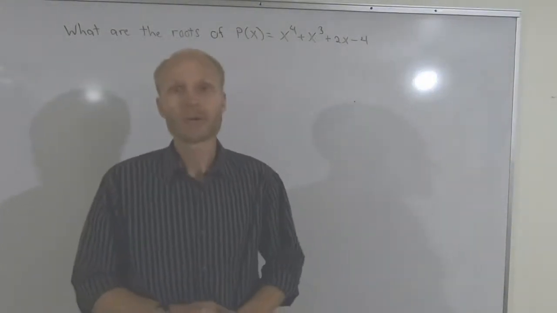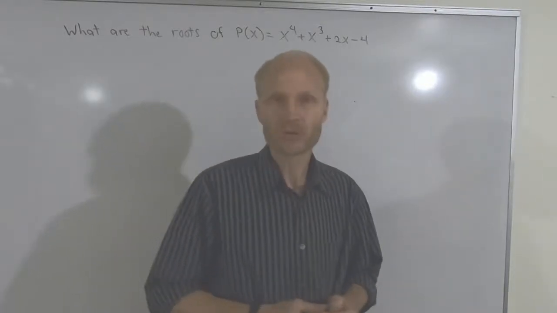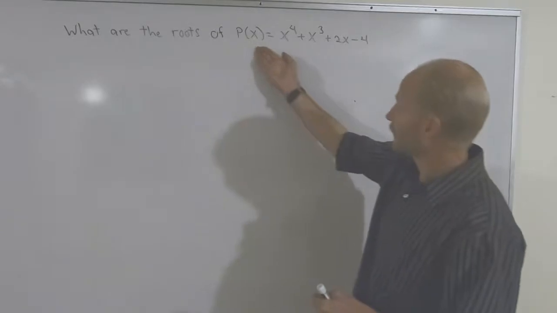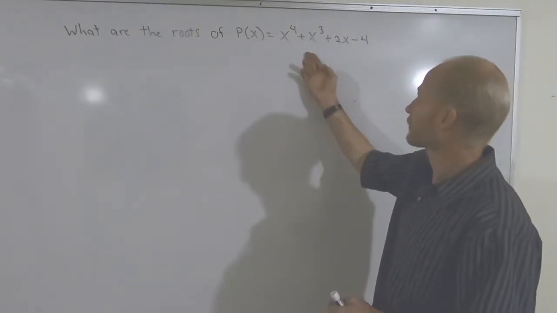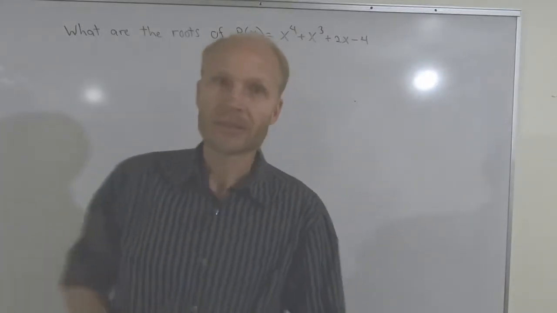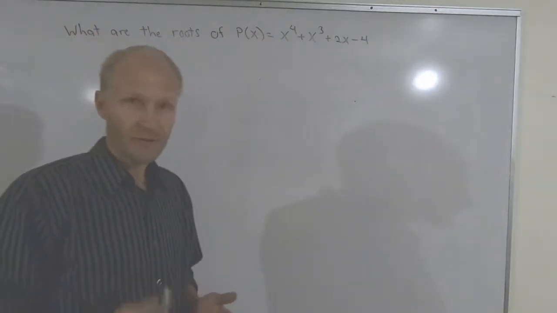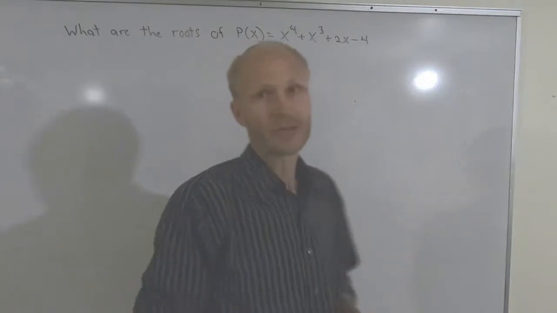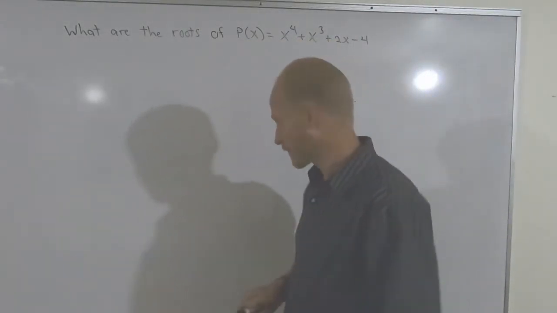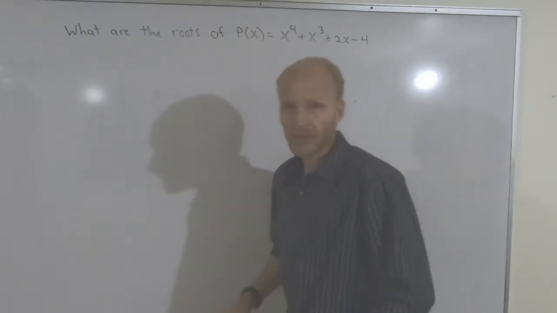Hey guys, wanted to make this video about how to use the rational roots theorem to solve an equation like this one you see here. P of x equals x to the fourth plus x cubed plus 2x minus 4. Now we are going to be getting the possible roots first, and then we're going to try out some of those possibilities, and then from there we will actually be able to solve for x. Alright, so let's go ahead and get started.